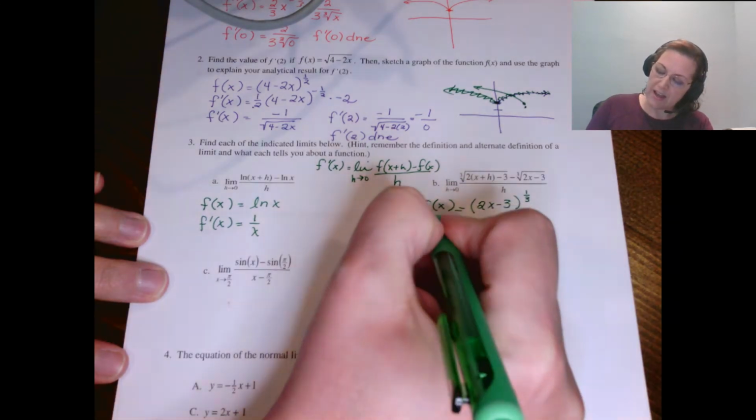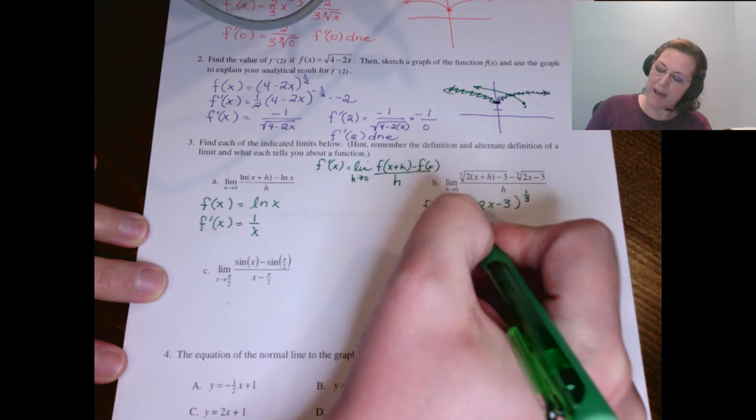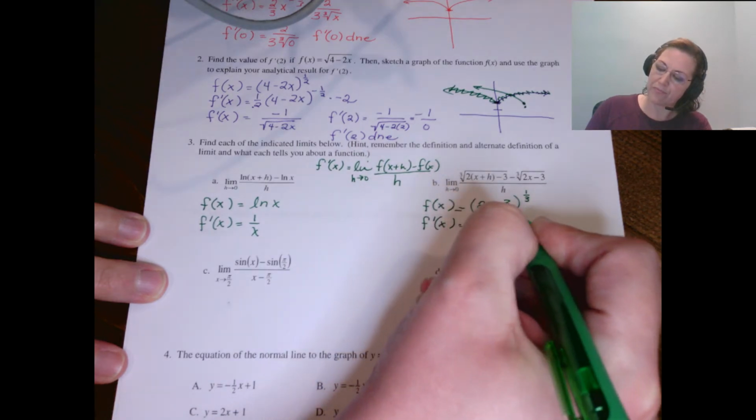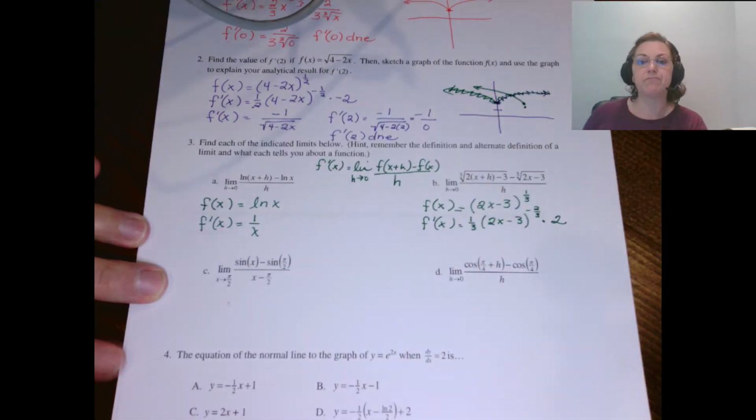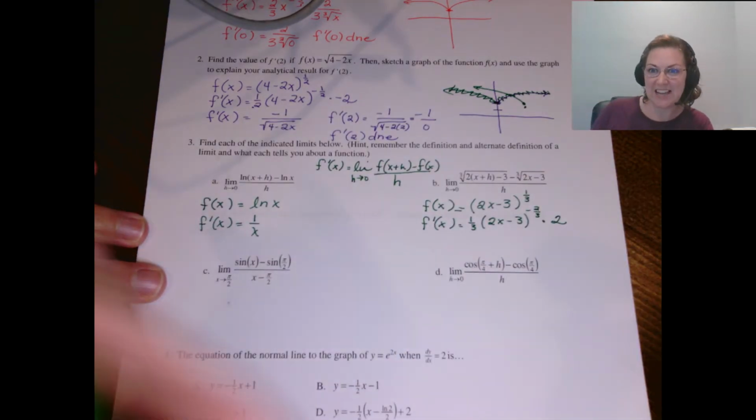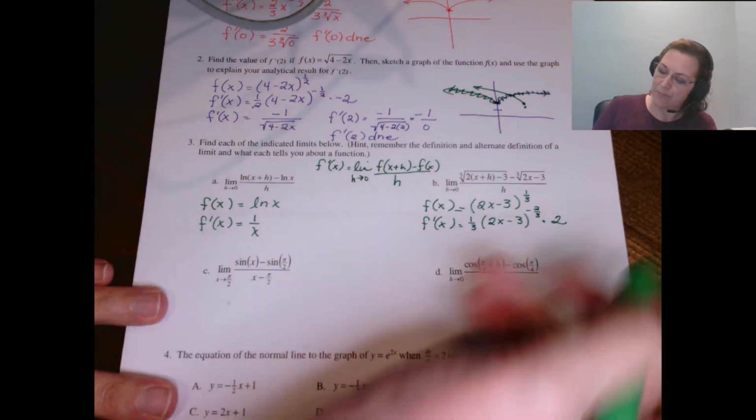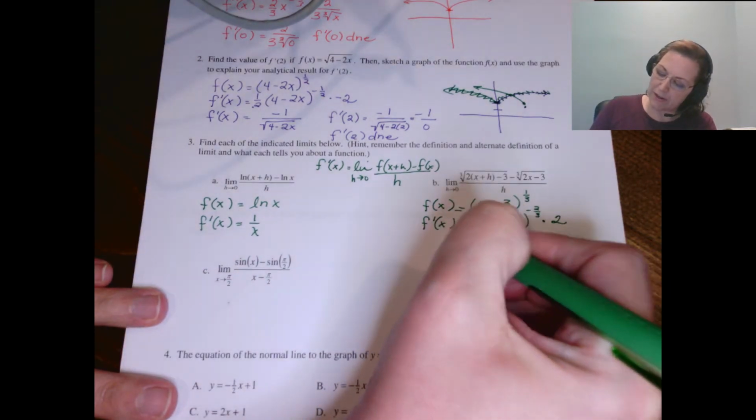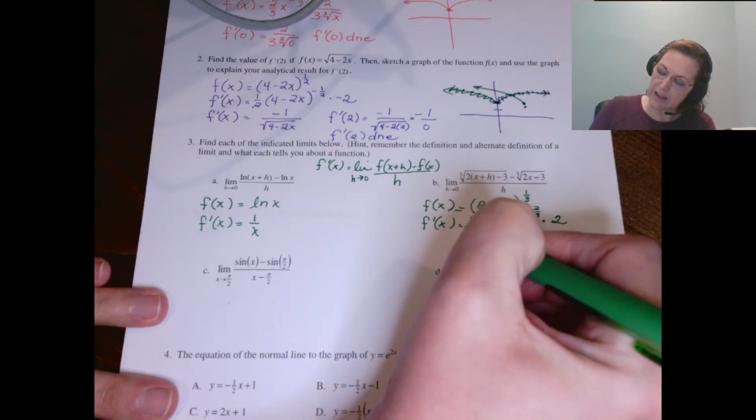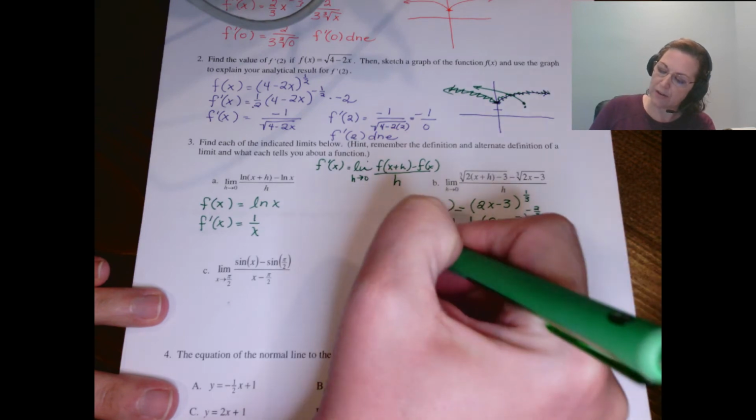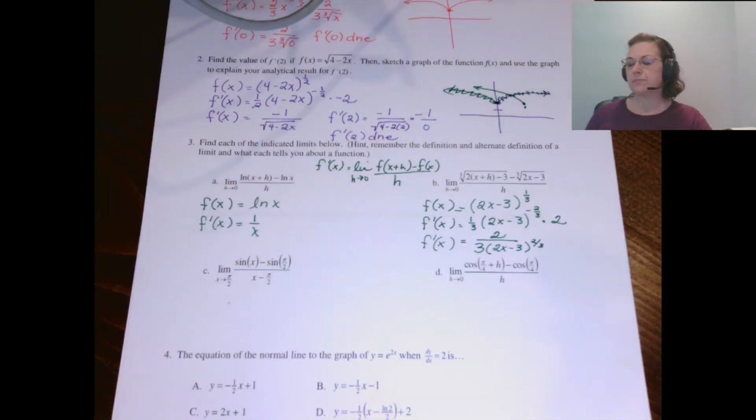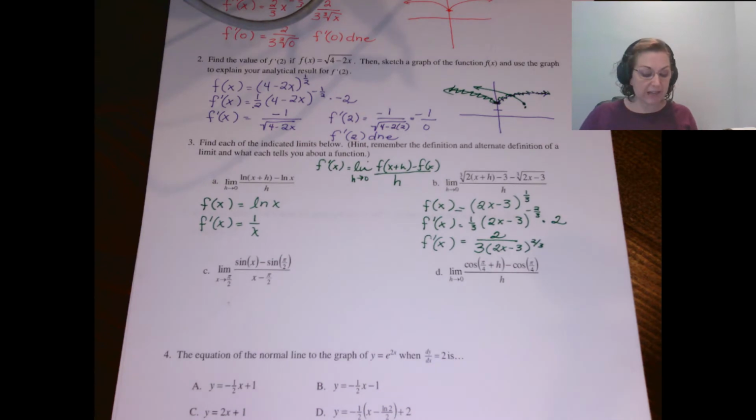So let's see. Pull the 1/3 in front for the power, decrease it by 1, and then multiply by the derivative of the inside. The derivative of 2x is 2. So I've got a 2 coming to the numerator, I've got a 3, and I've got 2x minus 3 to the 2/3 in the denominator. Okay, so again, that's just recognizing in the limit what the function is and then finding the derivative.